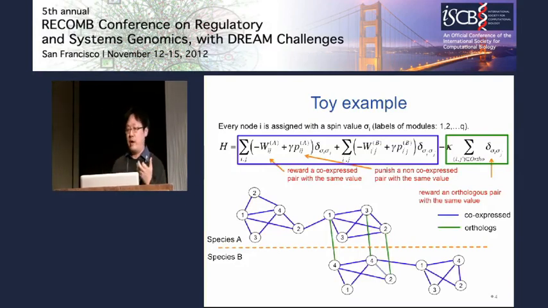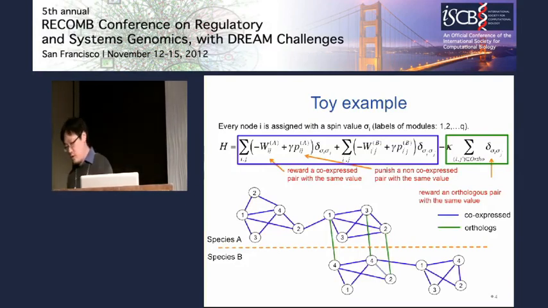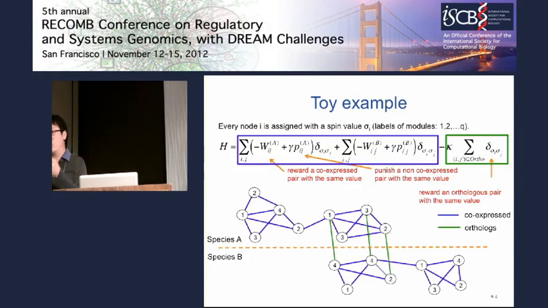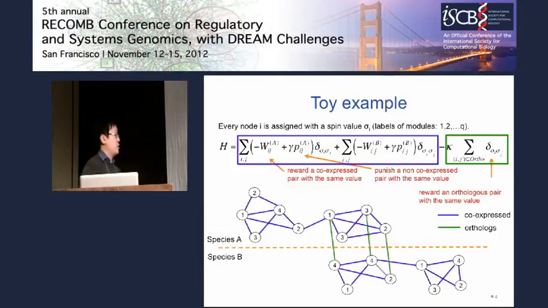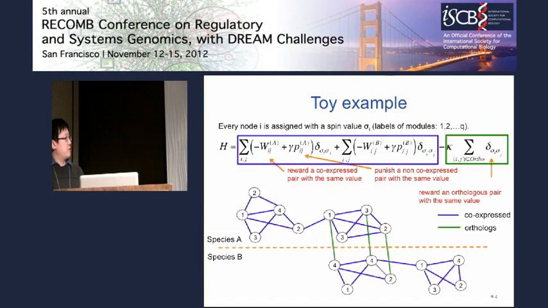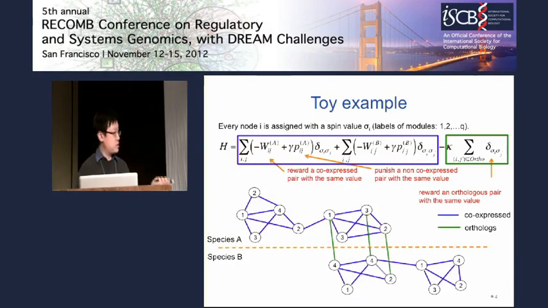In terms of the output, all the nodes with spin value equal to 1 will belong to module number 1. Of course, there are on the order of n to the power q different ways to assign these spin values to the nodes. So we define an energy function to characterize these configurations. There are three terms in this energy function: these two refer to the co-expression networks, while the last term refers to the orthologous pairs.